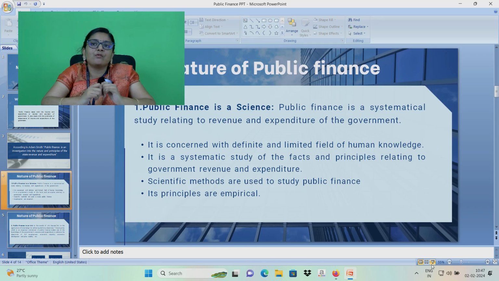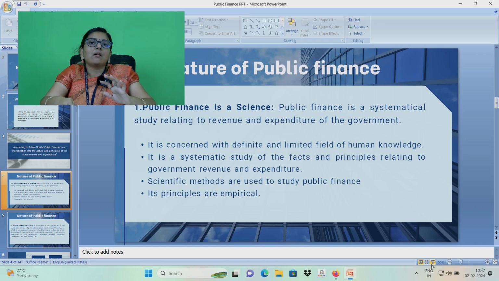In science, it is a systematic study relating to the revenue and expenditure of the government. It is concerned with definite and limited fields of human knowledge. It is done through systematic data, collected with various causal relationships between revenue and expenditure and how government revenue relates to that. It is done through the empirical study method, and scientific methods are used.